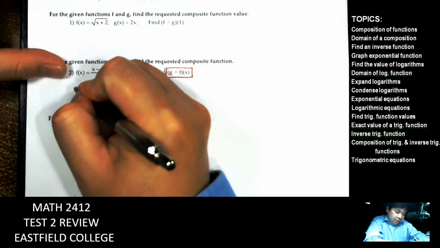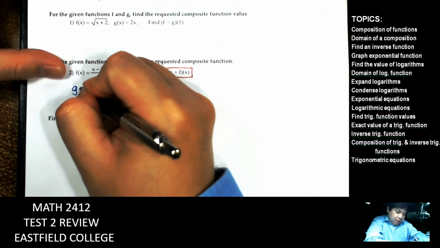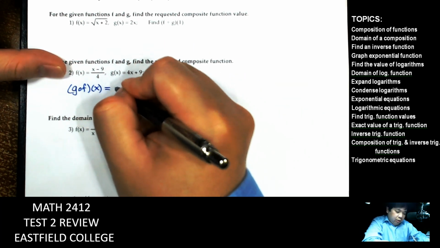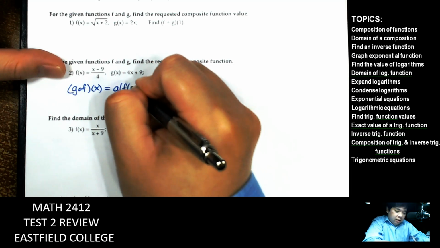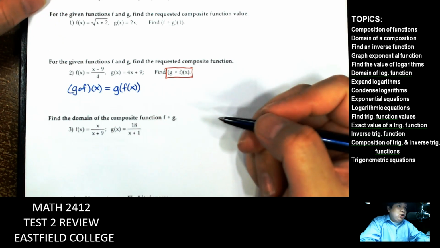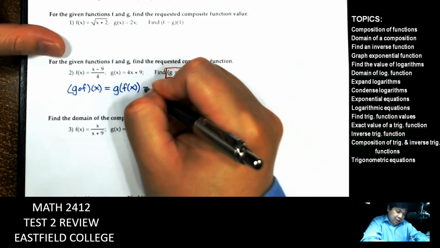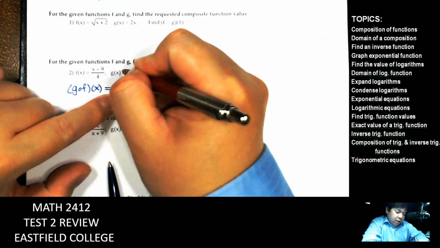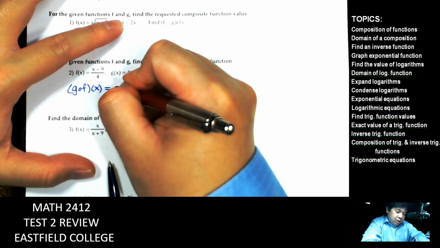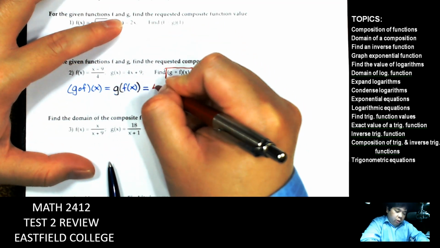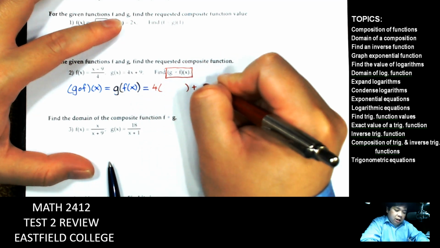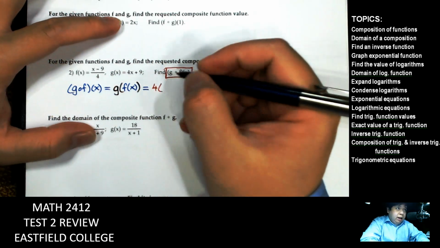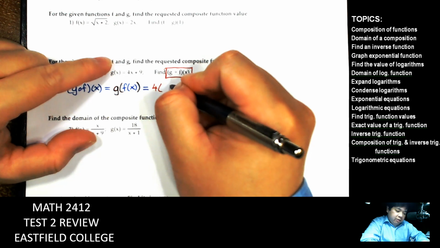The second function is the inside function, so it is g of f of x. Now the g function is the outside one. It is 4x plus 9, so let's say g is 4 times something plus 9. That is the function g. And then inside, instead of x, we're going to have f of x.